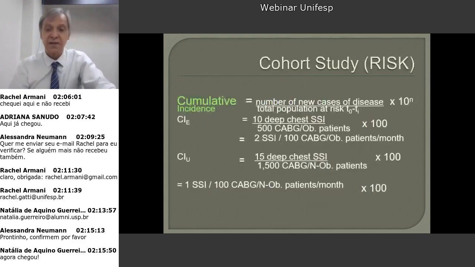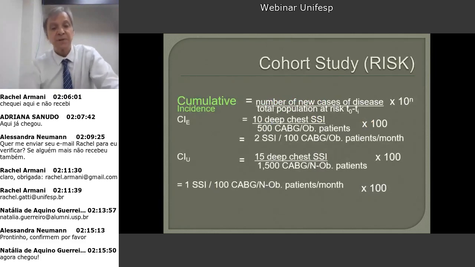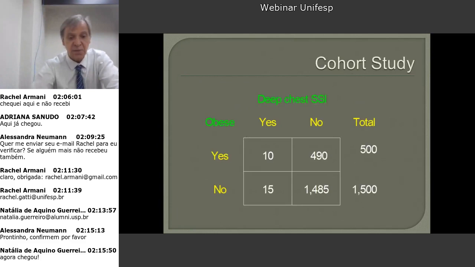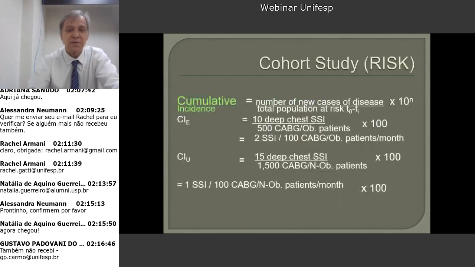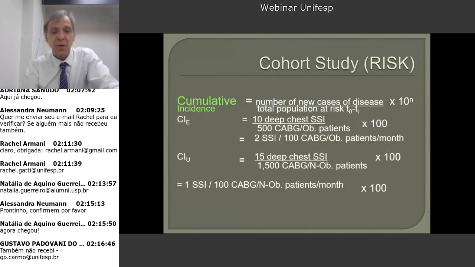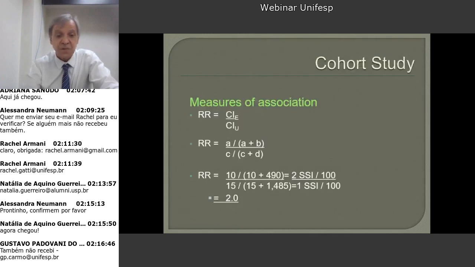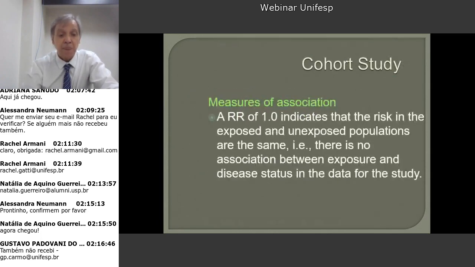Example here. That's Terry Leach's study on CABG surgery. Remember that? Open heart surgery. Remember that I told you they don't care about person time because it's such a short period of time, I care about the risk here. So you have a cumulative incidence or risk. And then you have 1 infection over 100 CABG surgeries. Relative risk, this is your formula. It gives you a risk ratio of 2.